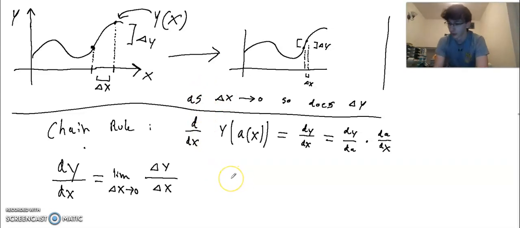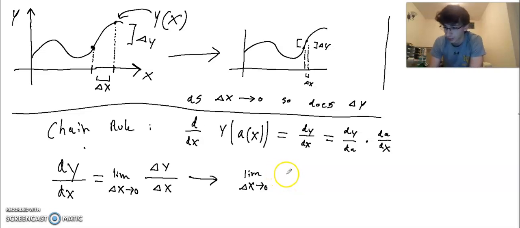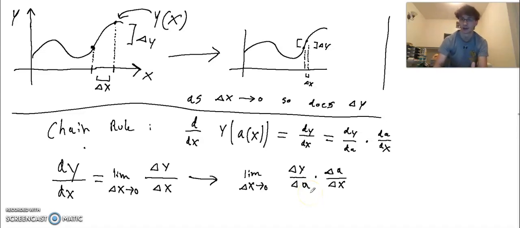But let's move into our proof, where this is also saying that the limit as delta x approaches 0 also equals delta y over delta a times delta a over delta x. So where does this come from?